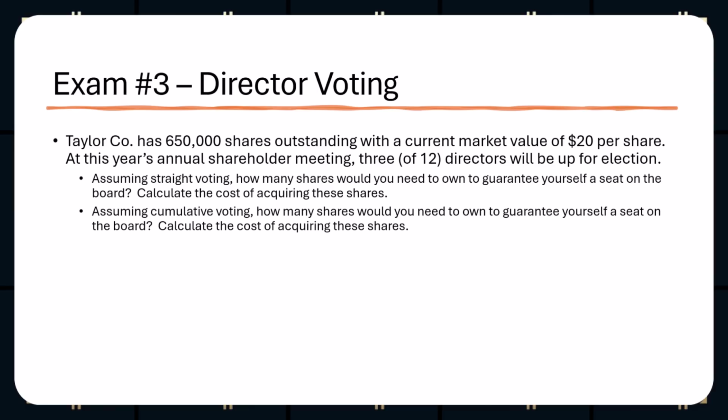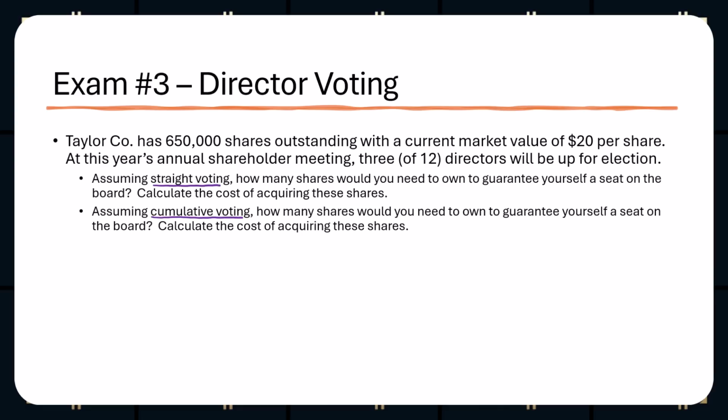We are now moving into director voting, and we're going to look at two different situations. A situation where the company uses straight voting to elect its board of directors, and a situation where its board of directors are elected via cumulative voting.